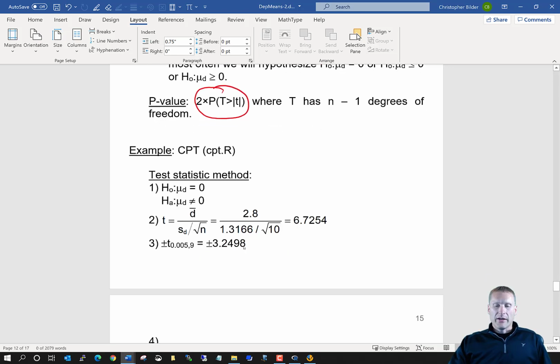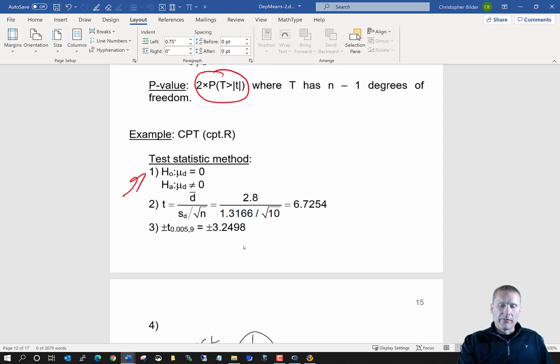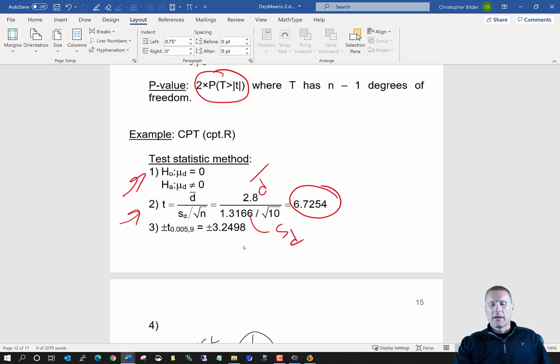So, test statistic method now. State our hypotheses. Our test statistic is calculated to be 6.72. So again, here's d bar, here's s of d, and of course, here's the sample size. Something that's important to remember when you have dependent samples: the sample size is always going to be exactly the same for the 2 samples, since they're dependent in some way. I find my critical value from a t distribution. Again, I would use qt to do this. It's plus or minus 3.25.